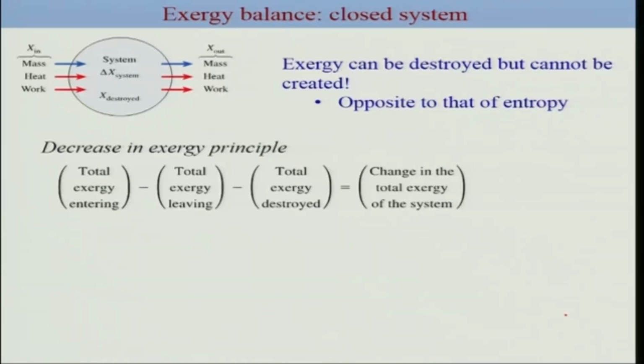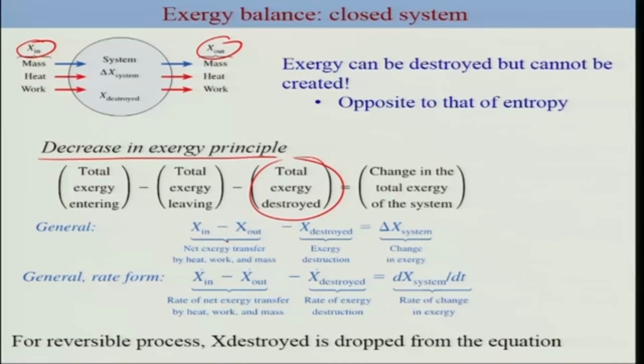So this is a schematic representation of the system. We have X in, X out due to mass, heat and work, and the concept which we have just developed, based on the decrease in exergy principle, can now be written more formally: total exergy entering minus total exergy leaving minus any destroyed exergy should be equal to the change in the total exergy of the system. In other words, we can write this in a general expression as X in minus X out minus X destroyed equals delta X system, or in rate form, the rate of net exergy transfer by heat, work and mass minus X destroyed, the rate of exergy destruction, equals the rate of change in exergy of the system. Now it should be obvious that for a reversible process, X destroyed is 0, and hence it should be dropped from the equation.